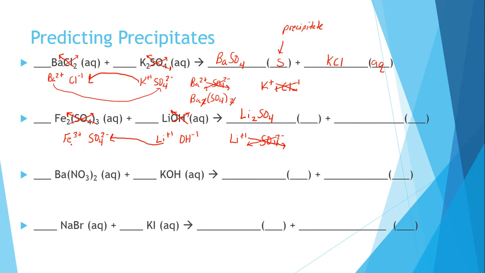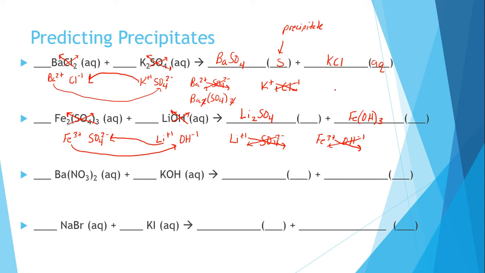My next possible combination is my positive iron and my OH. So Fe3+ and OH -1. If I cross them, you get Fe has 1 and then OH. But since this is a polyatomic and I'm crossing down a 3, I have to put parentheses around it.